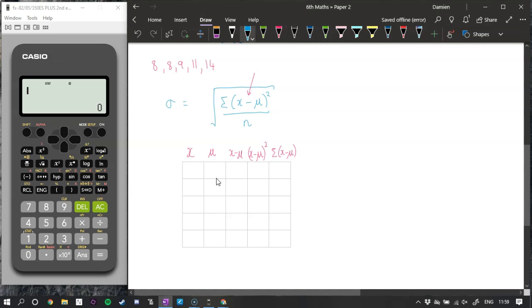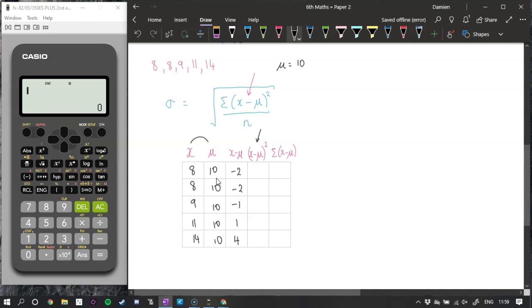So let's start off. Your first x value is going to be 8. Your next x value is 8. Your next one is 9. Your next one's 11. Your next one's 14. Your mu value is your average, and we worked out our mu value is 10 up here. So we write 10 in each of the spaces beside it. And then you're going to do x minus mu, so this one minus this one. So 8 minus 10, that's going to give us -2, -2, -1, 1, and 4.